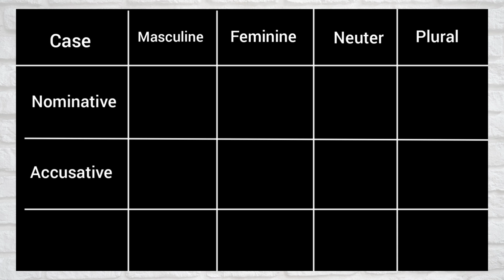In nominative case, we use ein for masculine singular nouns, eine for feminine singular nouns, and ein for neutral singular nouns. There is no indefinite article for plural nouns because ein means a, which means one, and plural means more than one. So there is no indefinite article for plurals.